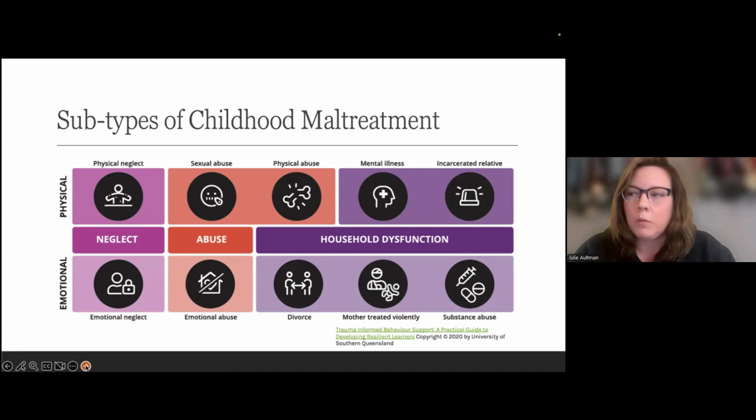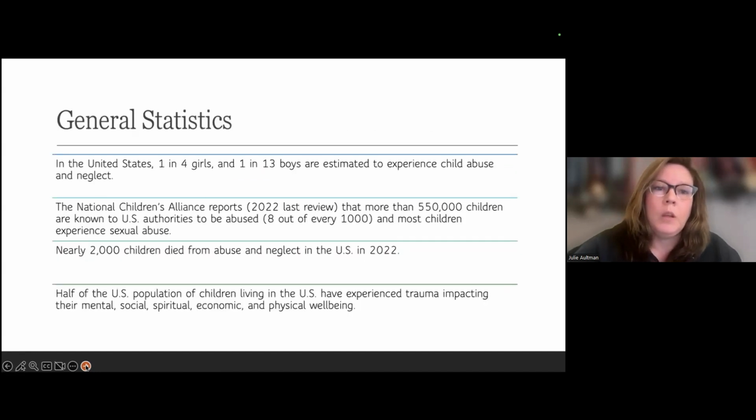And both Daniel and I will be tackling not just our cases from the basic definitions of neglect and abuse, but we'll call attention to much of what we've experienced with our children, both in the clinical setting and legal setting with household dysfunction. The general statistics in the US: 1 in 4 girls and 1 in 13 boys are estimated to experience child abuse and neglect.